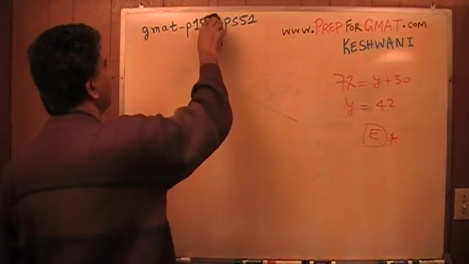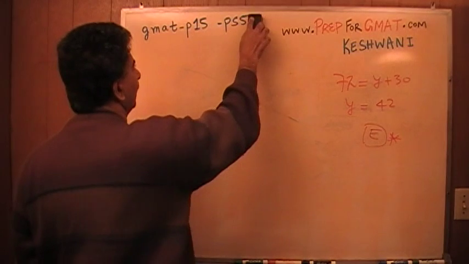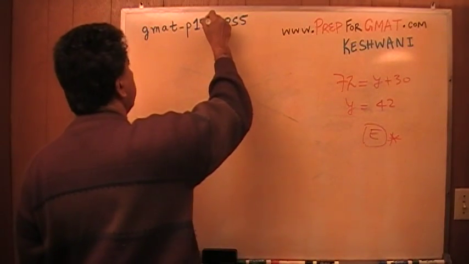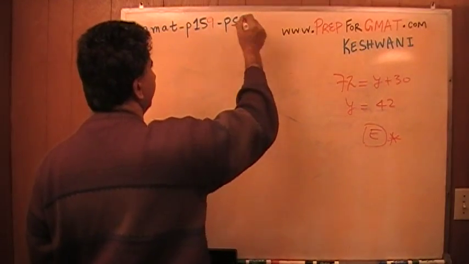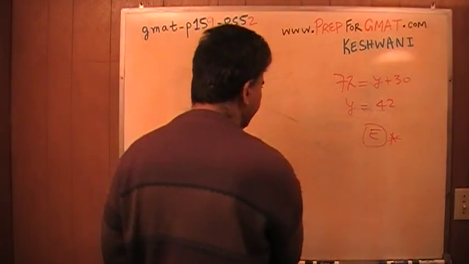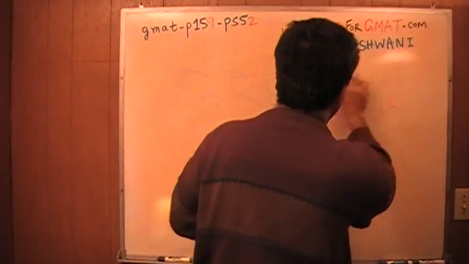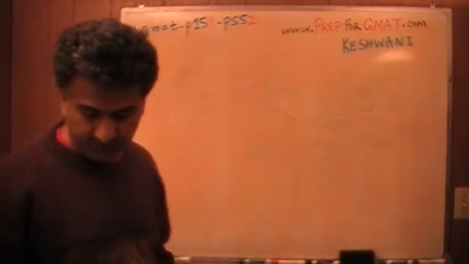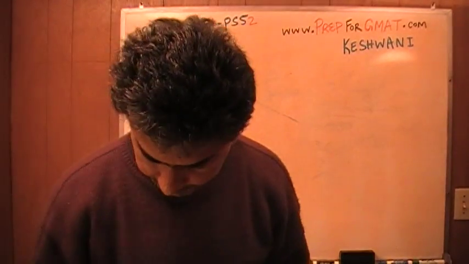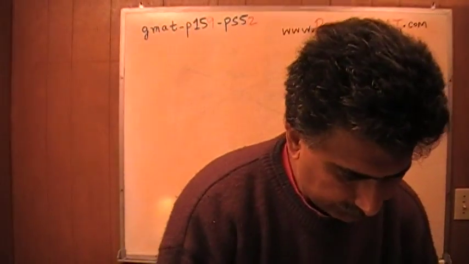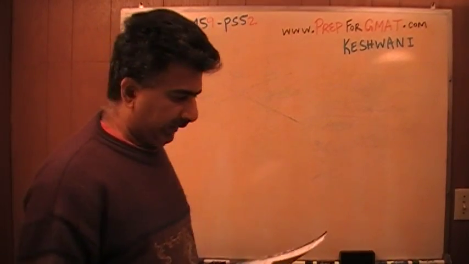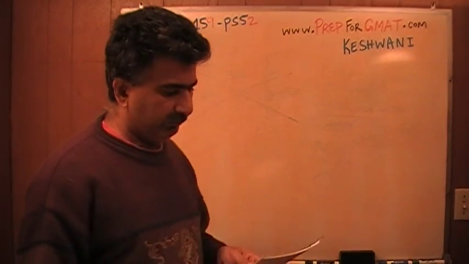Now I'm at page number 159, problem number 52. Let's see what it has to say. Kelly and Chris packed several boxes with books.